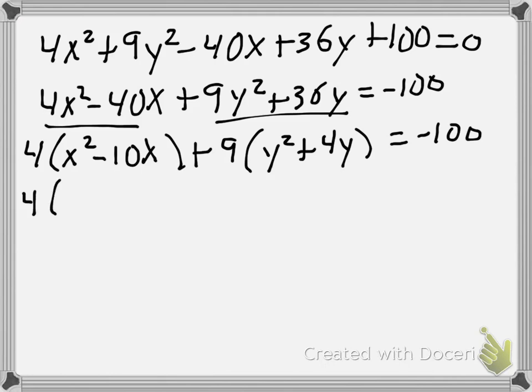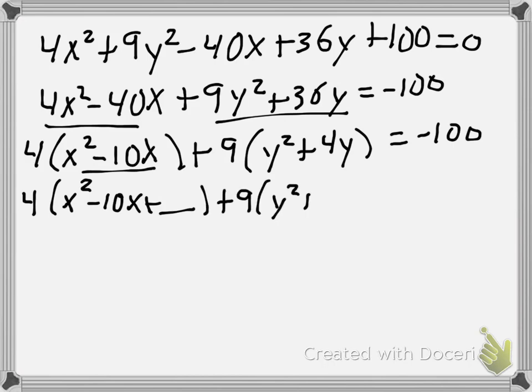Now comes the part from back in Math 3. So we're going to leave the 4, and we basically have to make this a trinomial. So x squared minus 10x plus a space. I always have to leave a space. And now this one, y squared plus 4y plus space equals negative 100. Now, in order to figure out what needs to go in this space, you want to take this number divided by 2 and square it and put that in that space. So negative 10 divided by 2 is negative 5. Negative 5 squared is 25.